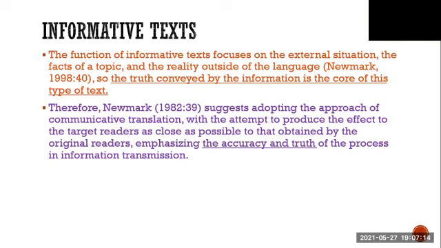There must be accuracy and truth in the process of information transmission. Because the communicative approach doesn't mean you can change the information. You do not change the information. On the contrary, you need to be very accurate when you convey this information, but you just do it in a communicative way, because you need to communicate the heart of this information to the target reader.